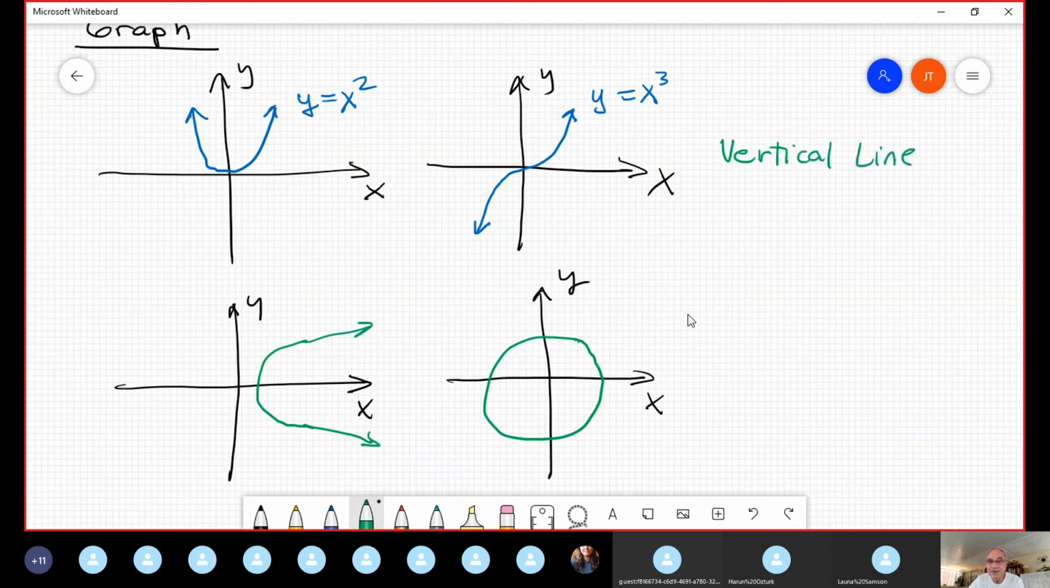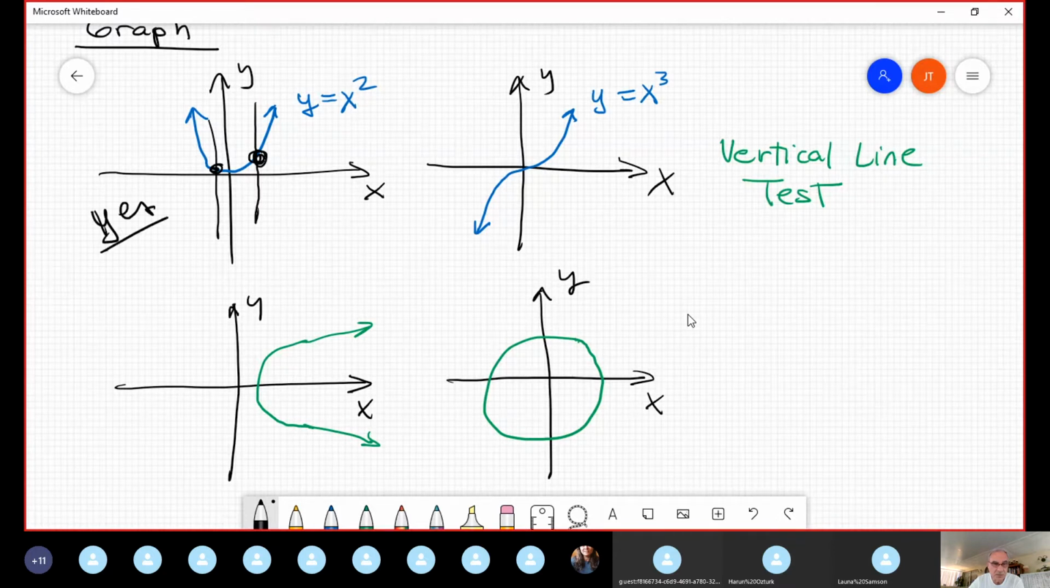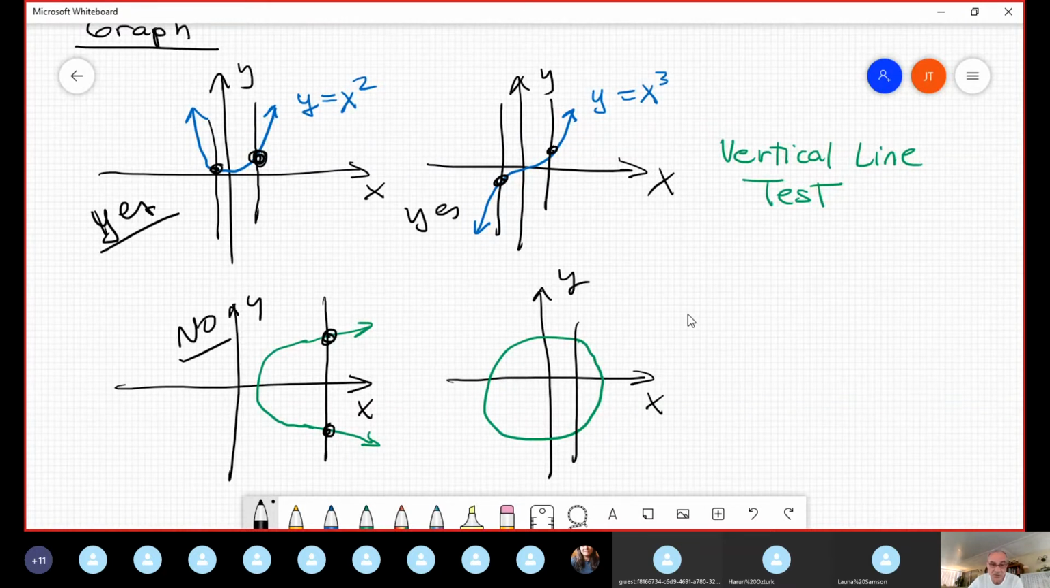Vertical line test. The vertical line test allows us to determine if the graph is the graph of a function or not. To do it, you hypothetically put a vertical line in any position. If this vertical line crosses in only one point, it is a function. Let's try here. Yes, that's a function. Suppose this one. Oh no, because it crosses two points, no function. It's a yes function, no function, and a circle, of course, no.